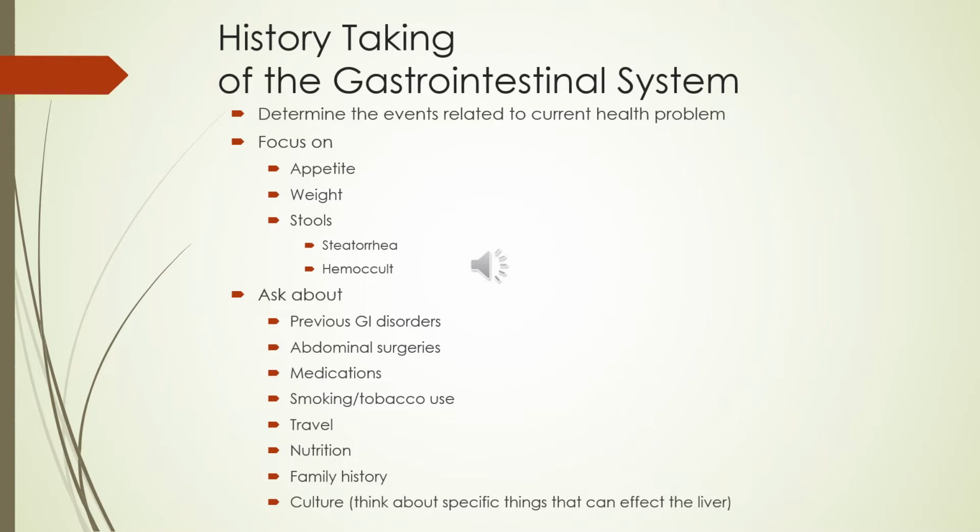We also want to ask about previous GI disorders and abdominal surgeries that they may have had, and pay special attention to medication, whether it's prescription or over-the-counter. There are several over-the-counter medications that can cause issues, such as herbal supplements. They can affect the appetite, I should say. They can affect absorption and elimination.